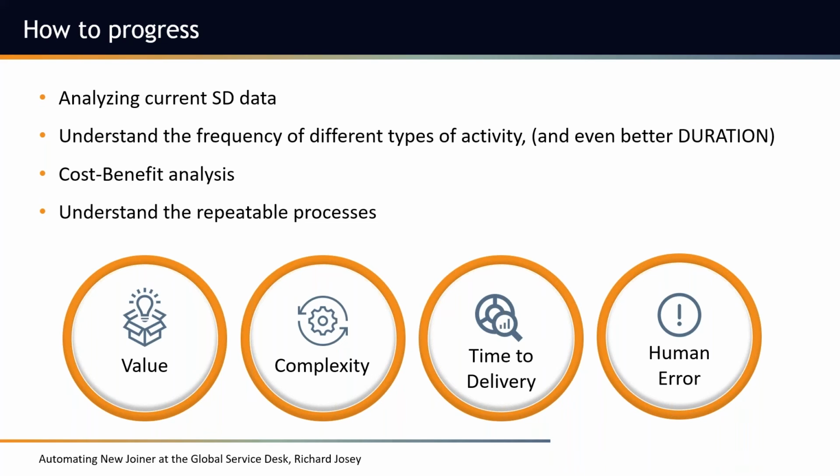So the first step that I normally go to when I'm engaging with a customer on this is analyzing the current service desk data. Here, if you have a service catalog, which was my first step, with all of the right types of requests in it, then it is possible to use that data to work out how many times we had one of these types of requests. How often are we having them? So the frequency of different types of activity, there's the second point.